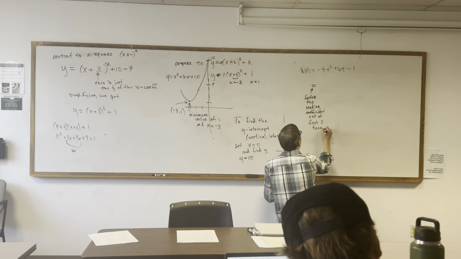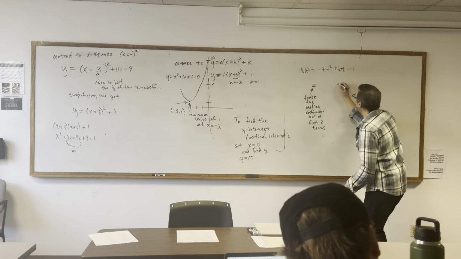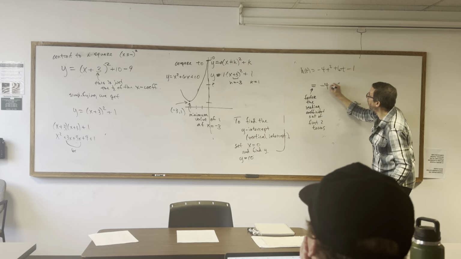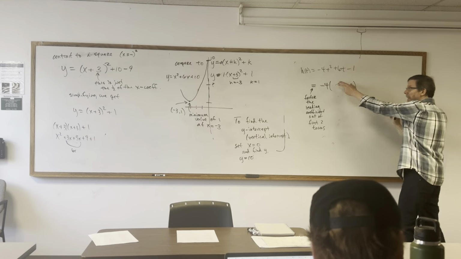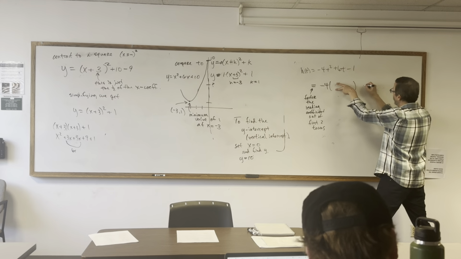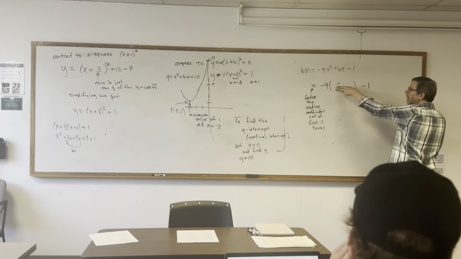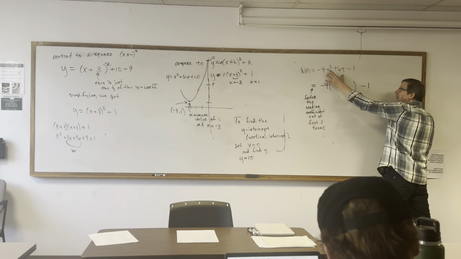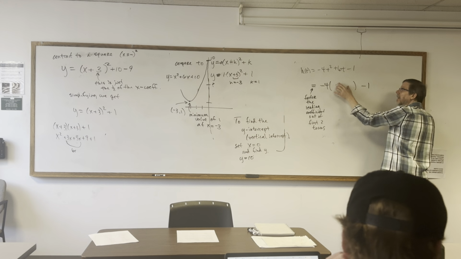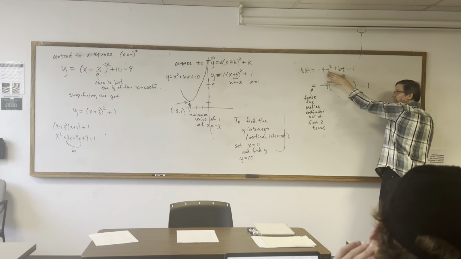So that seems weird, but watch how I'm going to do this. This is equal to, I'm going to pull the negative 4 out, make my parentheses, leave some space. I'm going to just write the minus 1 out here. And all I'm going to do is figure out what needs to be inside here so that I still have the same problem.